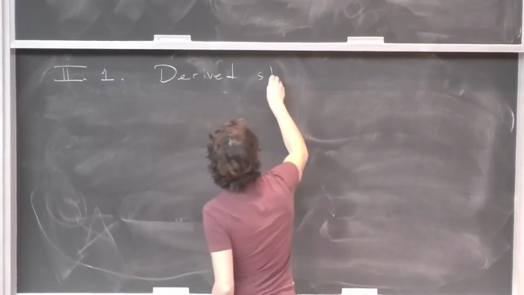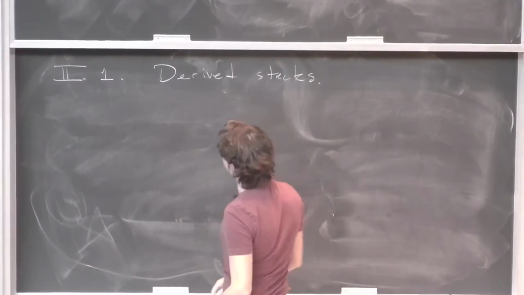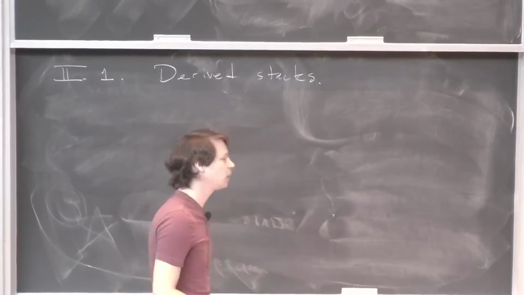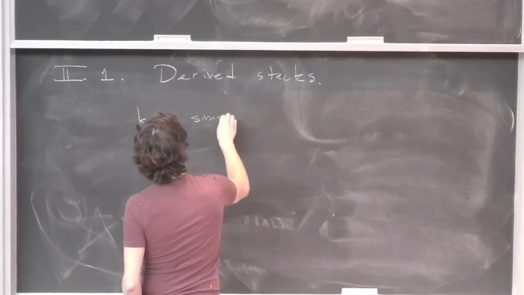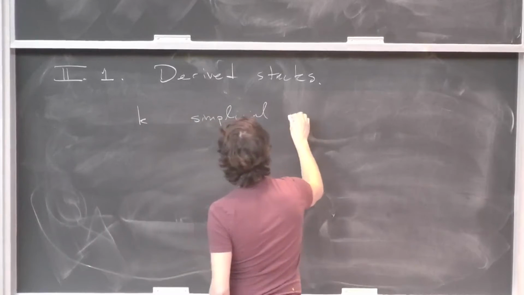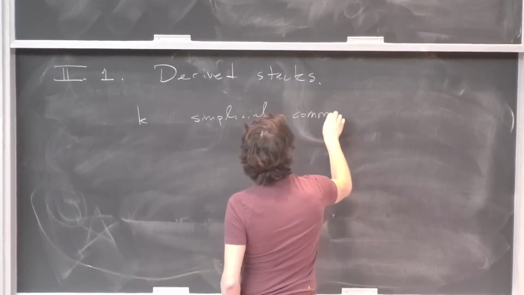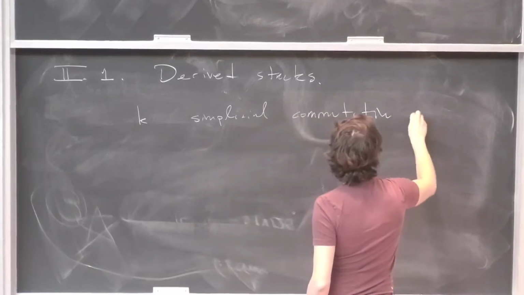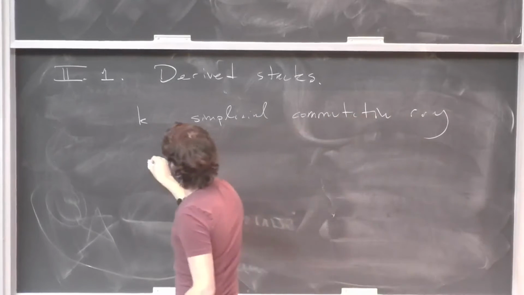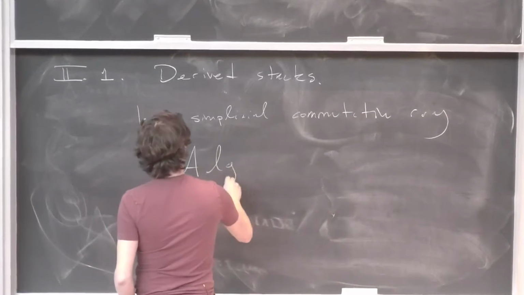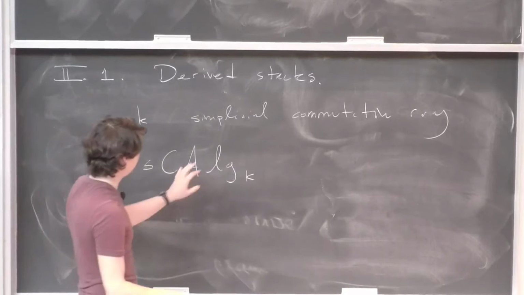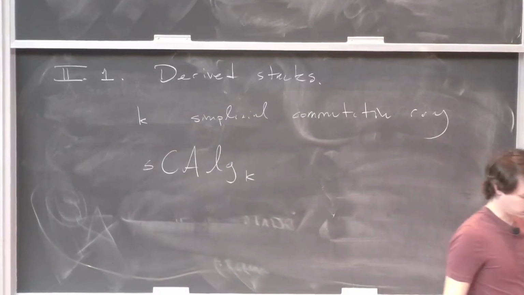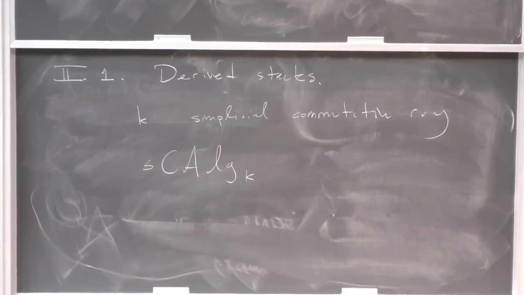And I'm not going to go straight there. Don't worry, I'll have a little bit of orientation. So K is going to be a fixed simplicial commutative ring in the sense that we talked about last time. And I want to say a little bit about the homotopy theory of simplicial commutative K-algebras. This is kind of what's going to be our coordinate functions for derived affine schemes.